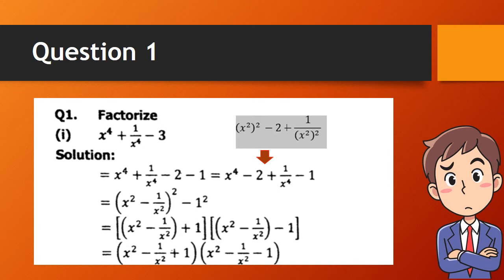So it is again completing the formula of a square minus b square, which will give you (a plus b)(a minus b). Now a is equal to x square minus 1 over x square and b is equal to 1.